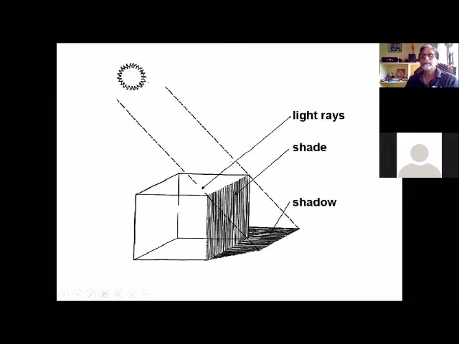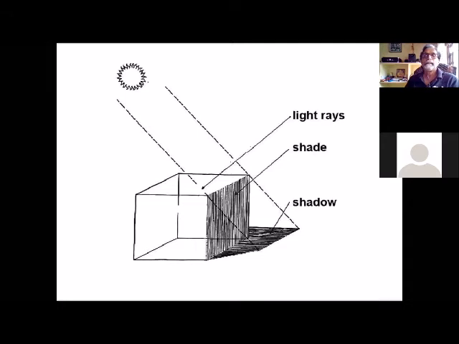So when it comes to drawing, if you want to do a good sketch, the first assumption is that the light rays coming from the sun are parallel to each other. Second, that the light is striking at 45 degrees to the ground plane. When you assume this, you can very easily draw the shadow, because the length of the shadow will be equal to the height of the object. This is a simple principle, once again showing you light rays, shade and shadow of a cube.